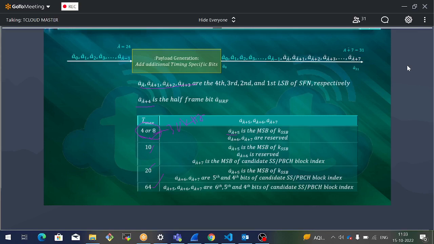The 5th bit is going to contain the MSB of KSSB. What is KSSB? I'll introduce that later. For the SSB block, this is called the offset position, KSSB. What is it? I'll have to explain it in a diagram. So it will carry the KSSB's most significant bit value, which will be placed here as the 5th bit. Next, 2 bits are reserved for future operation.